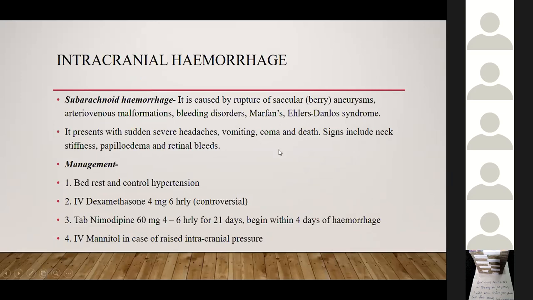So Ehlers-Danlos syndrome, Marfan syndrome, these people have issues with collagen. And so there's some sort of extensibility, and it can rupture easily. Okay, so once you have that, your patients will bleed. And if you are bleeding in the subarachnoid space, you have severe headaches.